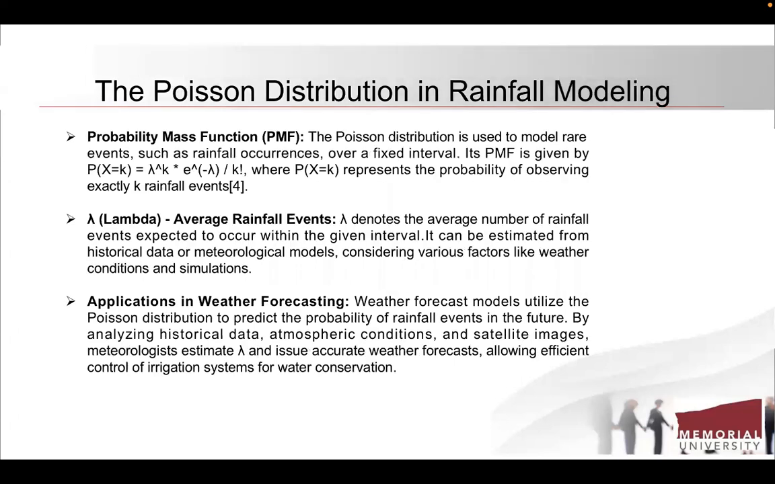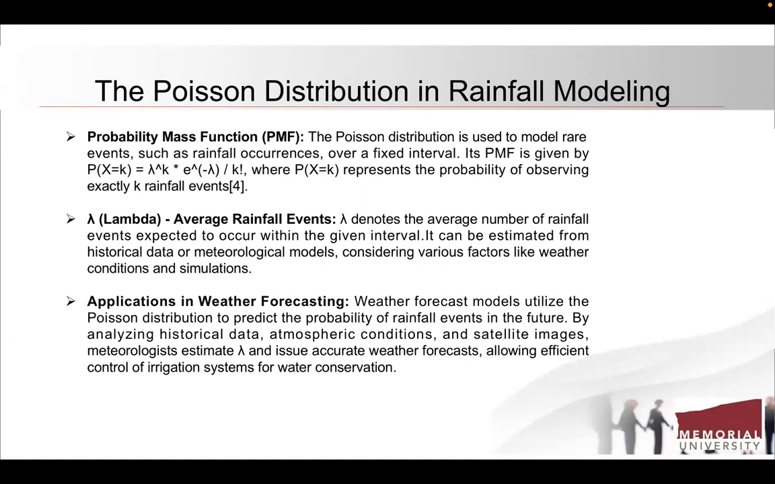For weather forecasting, I have used the Poisson distribution in rainfall modeling in order to predict the occurrence of rainfall events during a period of 30 days. With this model, as you can see, the lambda expression has been used, which denotes the average number of rainfall events expected to occur within the given time interval. In this scenario, I'm taking 30 days, and it can be estimated from historical data or meteorological models, considering various factors like weather conditions and simulations.